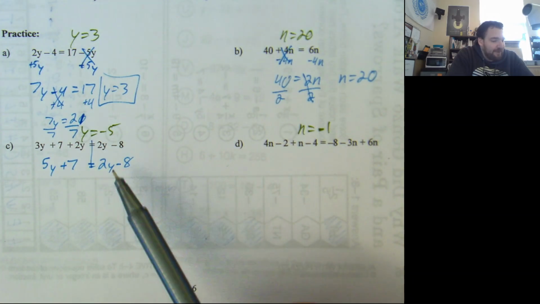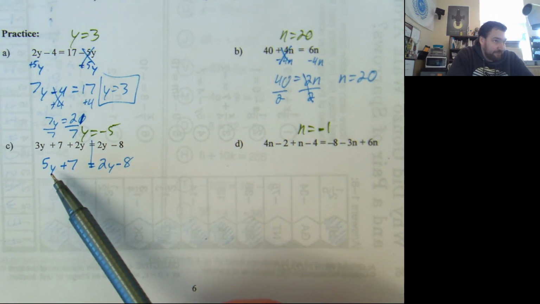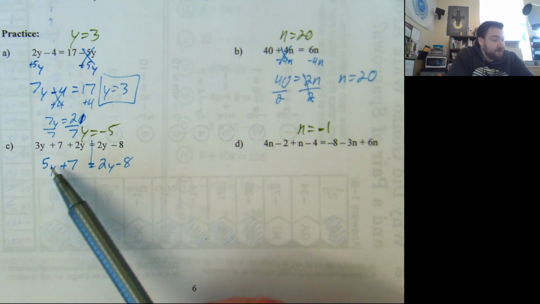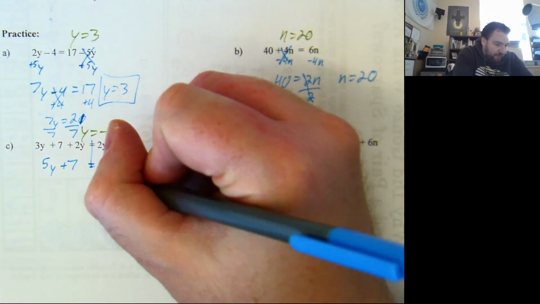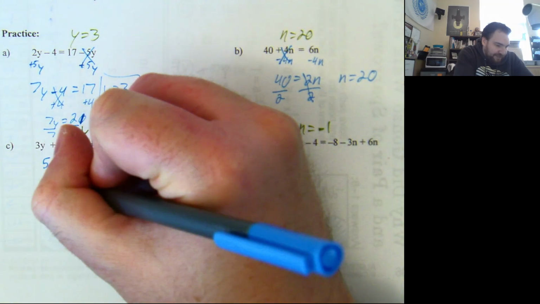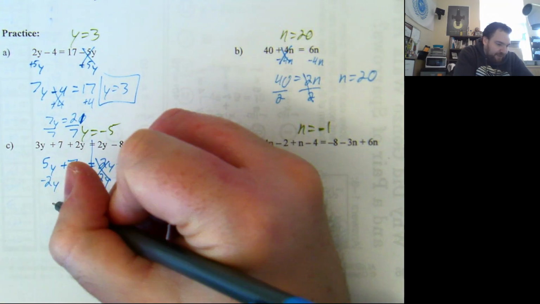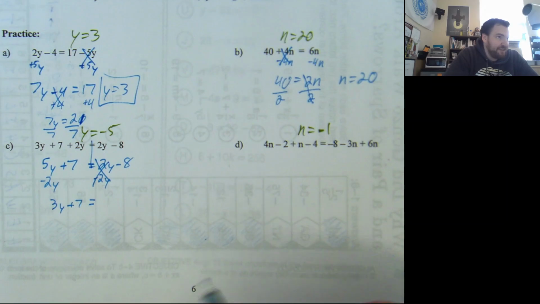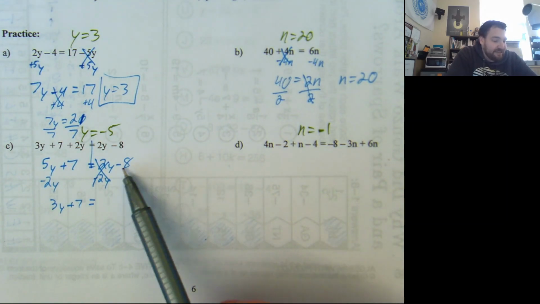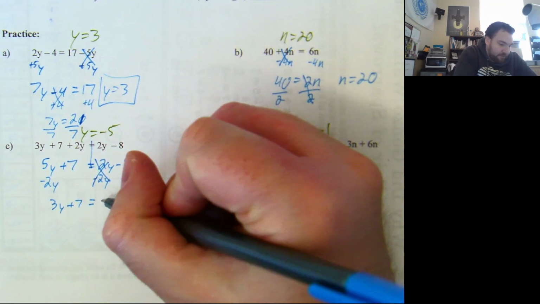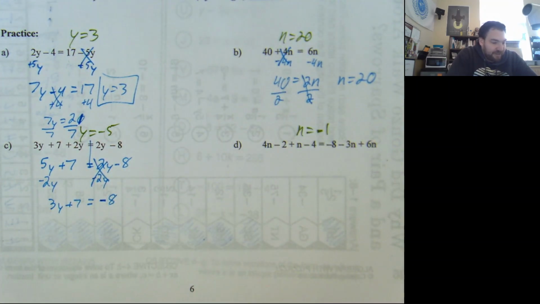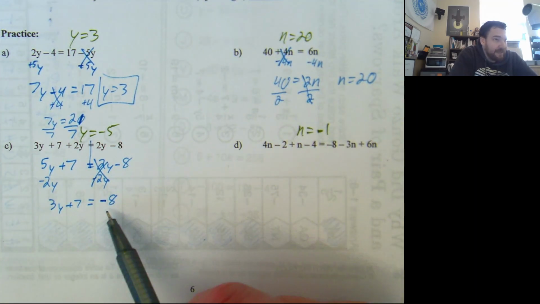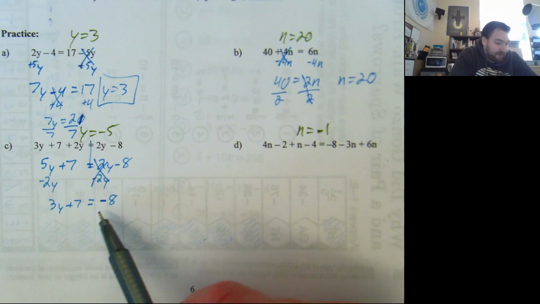Does it make more sense to take away 2y or take away 5y? Sorry, Juno? We're going to take away the 2y. It's going to keep this one positive. So I'm going to move it over by taking away 2y on both sides. And I'm going to get 3y plus 7 equals, and now this is where some of you are spontaneously dropping minus signs. This 8 still needs to be negative, because it was negative, so it needs to continue to be negative. So now I've got 3y plus 7 equals negative 8.